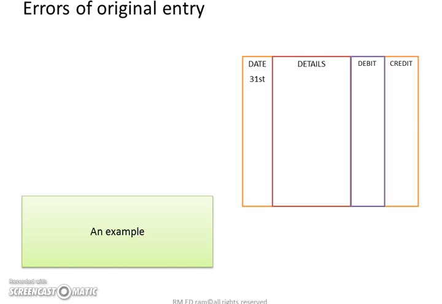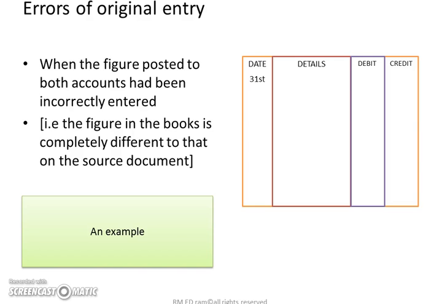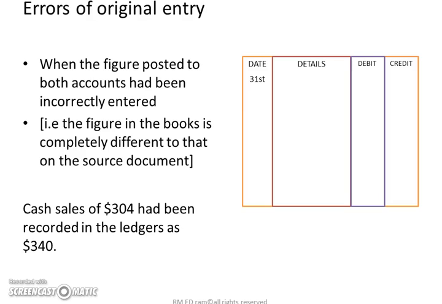Alright, our fifth error is the error of original entry. An error of original entry is when the figure posted to both accounts had been incorrectly entered from the beginning. So the figures on the books are completely different to the figures on the source document. Example, cash sales of $304 had been recorded in the ledgers as $340.